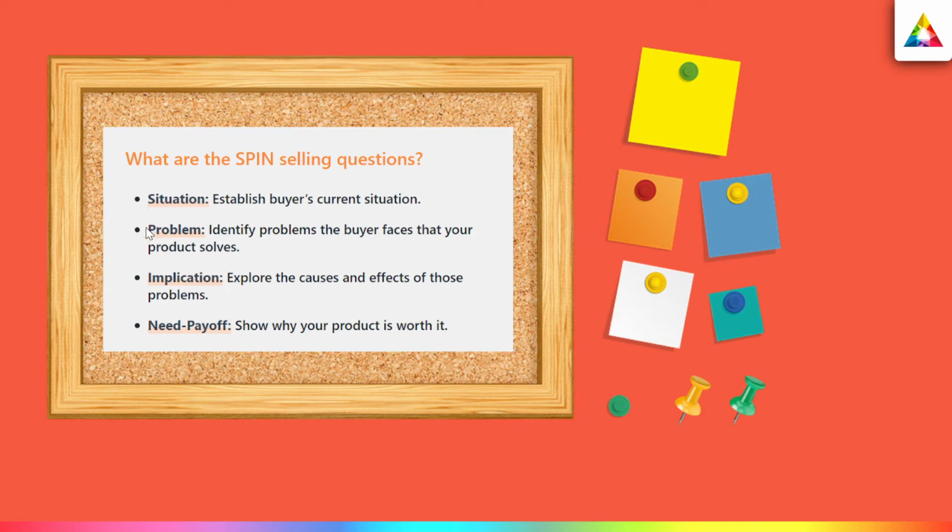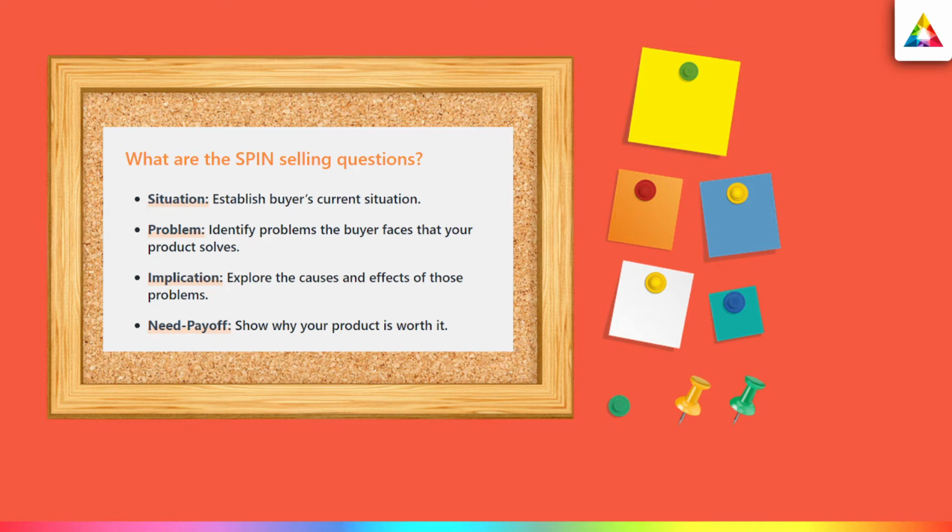And then we have the P, which is for problem questions. And this is very important for us because we need to understand that the core of selling is mostly solving a problem. So we need to make the customer realize that he or she has a problem in order for us to give a solution to it.